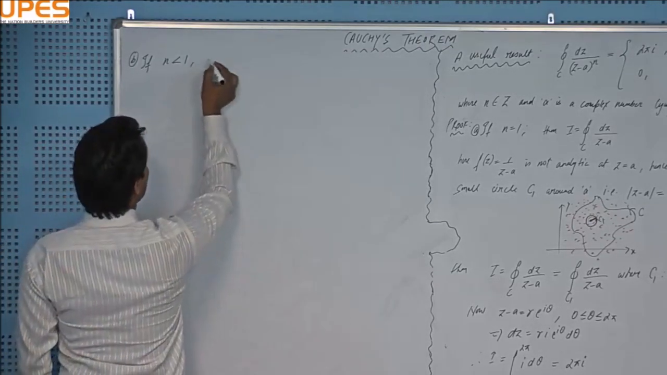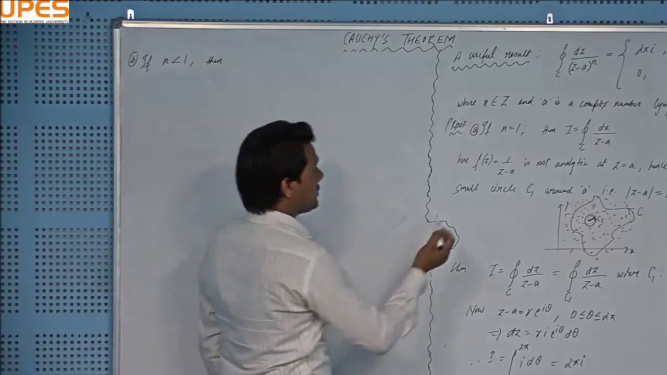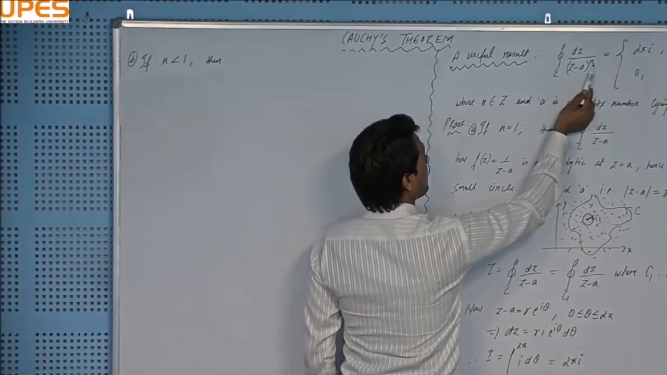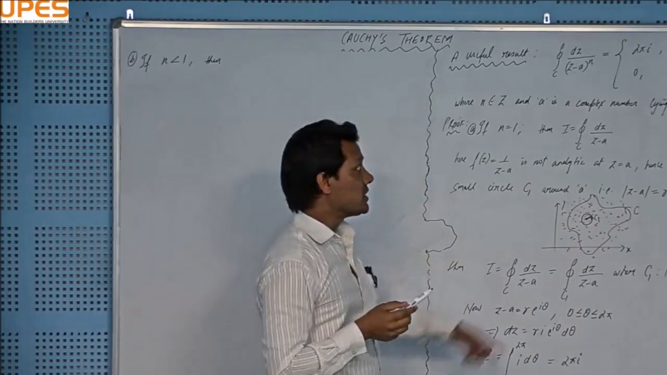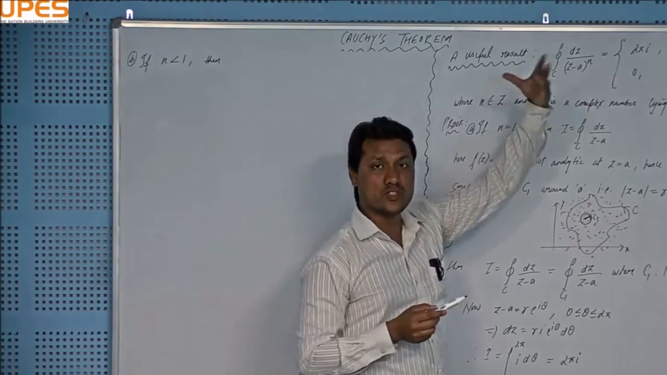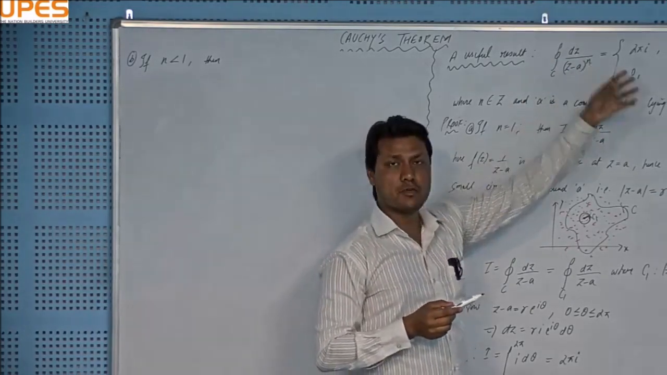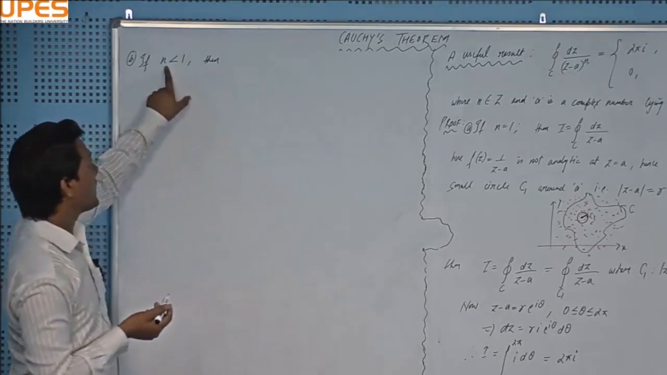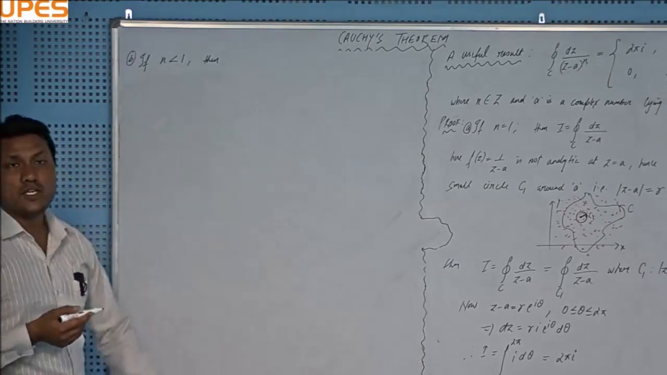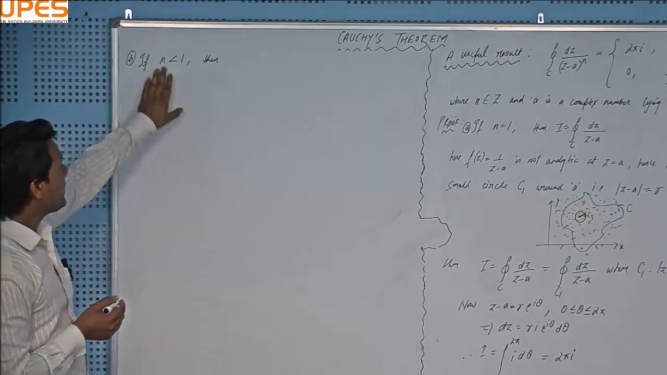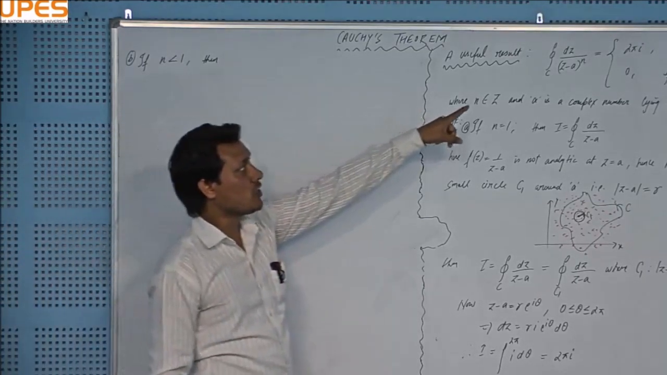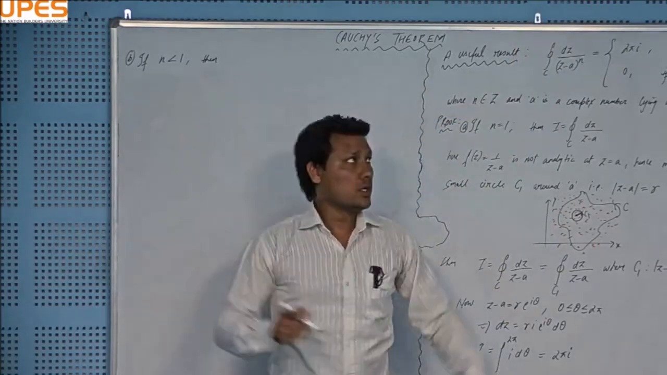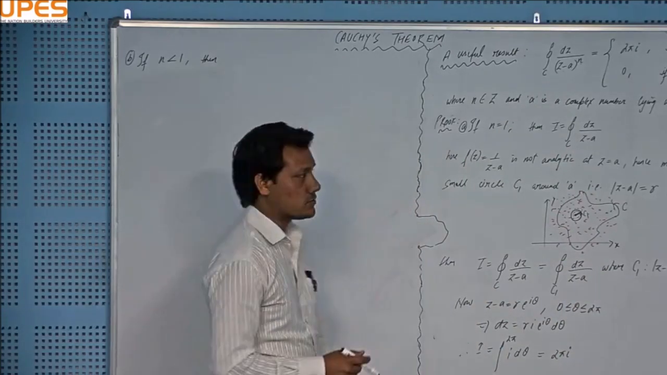In that case, this function f(z) is 1 over z minus a to the power n, and if n is 0, then it will become a constant function, right? If it is n equal to minus 1, then it will become f(z) equal to z minus a. If it is n equal to minus 2, then it will become z minus a whole square. You can say that every time for n less than 1, f(z) will be a polynomial, right? Because for negative values of n, that is a polynomial of the form z minus a to the power n, positive power, right? And for n equal to 0, this is a constant, and constant is a polynomial also, right?